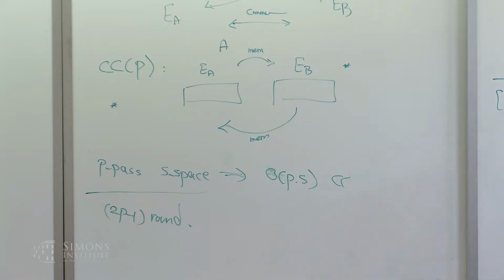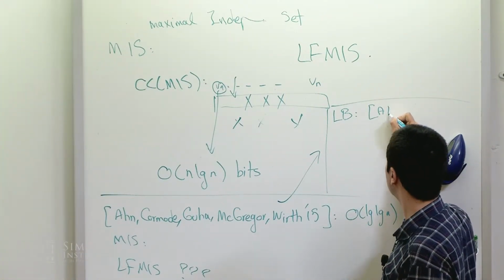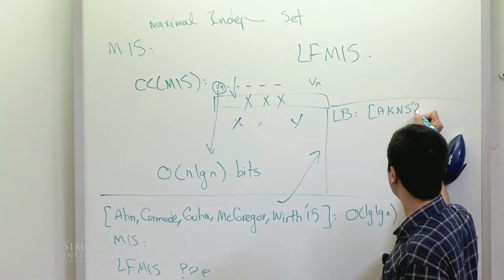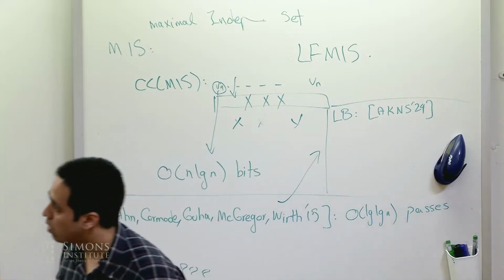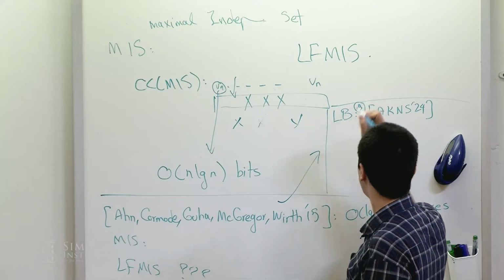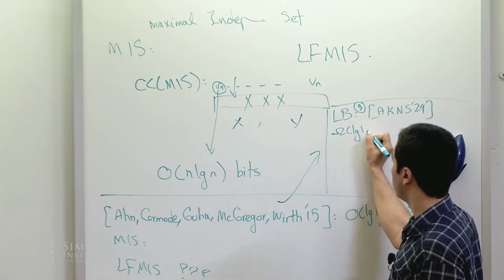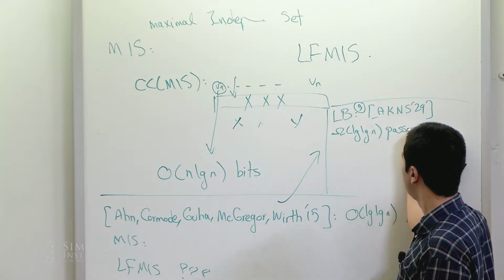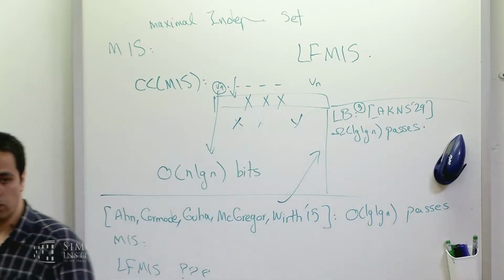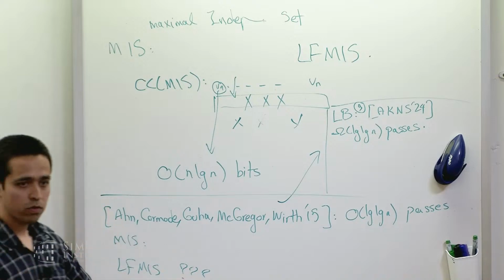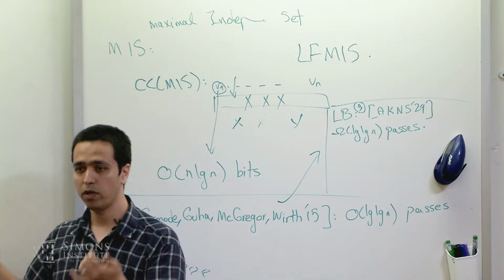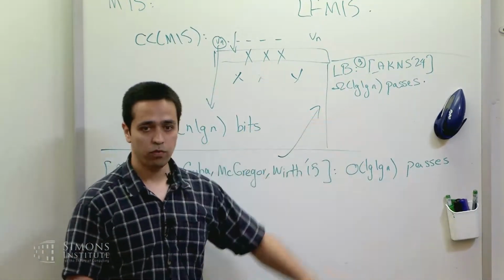And if you're curious, if you start looking at bounded round communication complexity, then what you can do is to prove a lower bound now. That proves you need omega log n passes as well. And that's what I'm going to talk about. So once you start looking at just two-player bounded round communication complexity, it is enough to prove an omega log n passes lower bound.